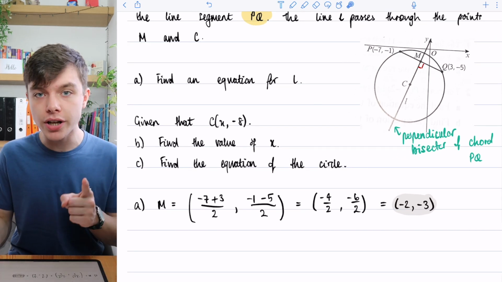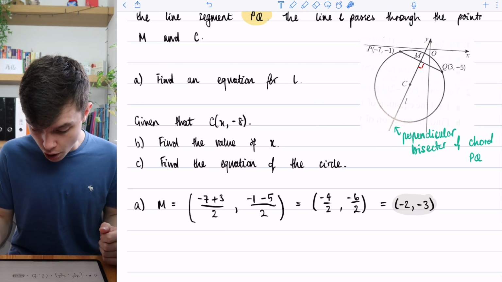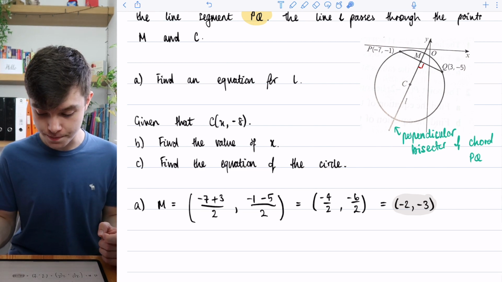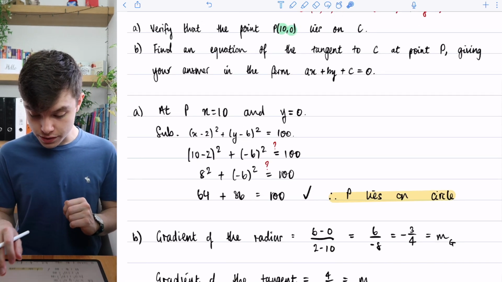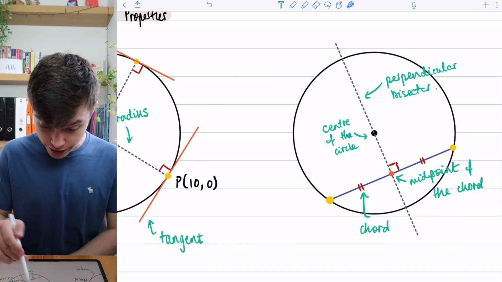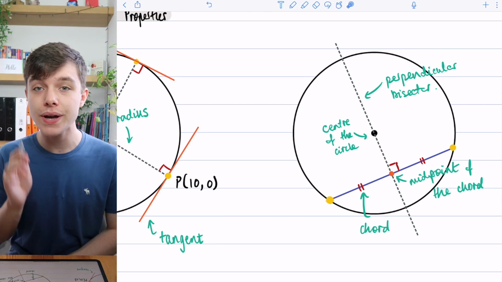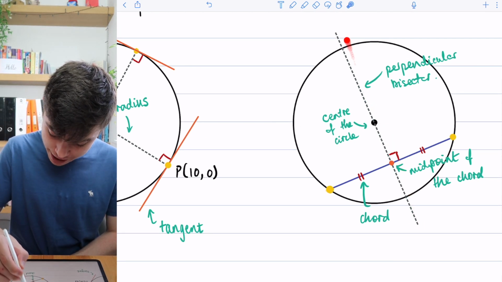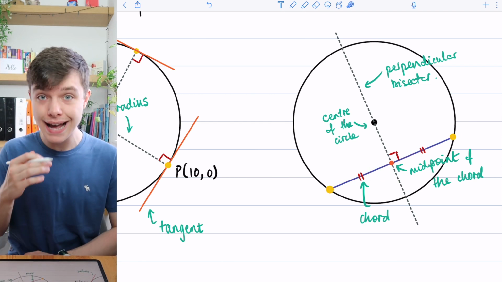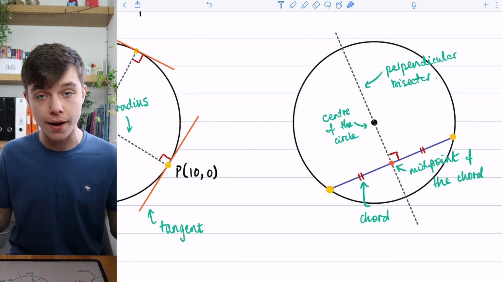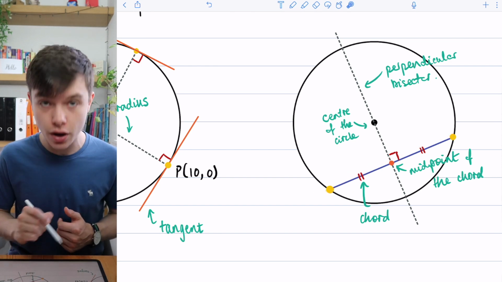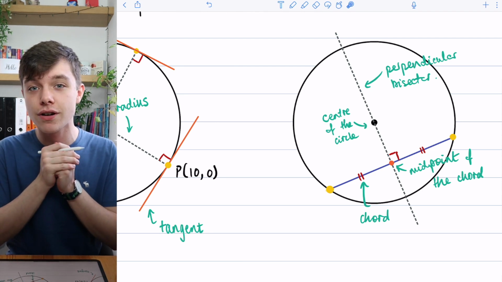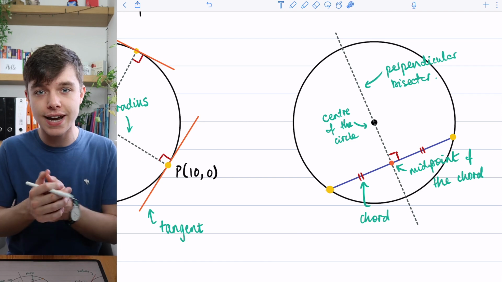So, we now have a point that line L passes through. What more do we need? Well, we then need the gradient of the line to work out its equation. So, what can we do? Going back to the start of this, we know from here we've got a right angle. So just like with the radius and the tangent, this perpendicular bisector and the chord will have the negative reciprocal gradients of each other. If we can work out the gradient of the chord, we can then work out the gradient of the perpendicular bisector by taking the negative reciprocal, so flipping the fraction and taking the negative.